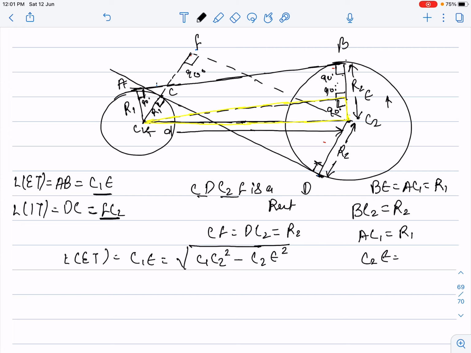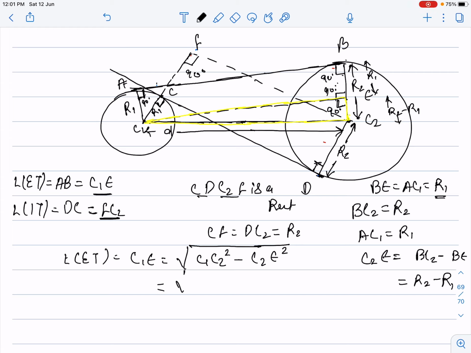C2 is this much only, my dear student, that is R2 minus R1 it will be becoming, because that much is R1 it is becoming. That means R2 minus R1 will be the value of C2E over here, or you may write it as BC2 minus BE, and value of BC2 is what we are knowing, R2 we are knowing, and value of BE is what we are knowing, R1 we are knowing, so R2 minus R1.